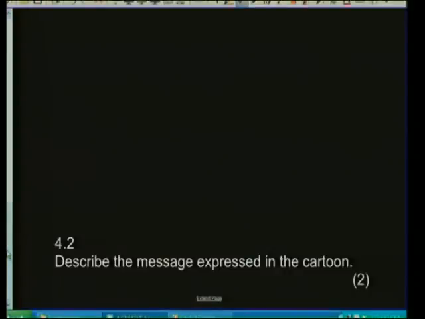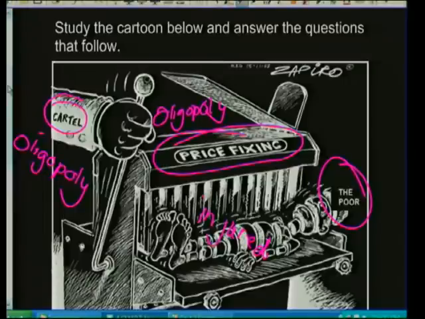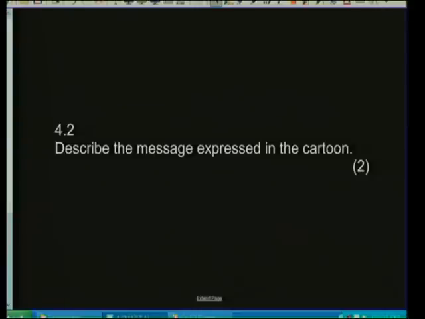4.2. Describe the message expressed in the cartoon. Now we looked at the cartoon, and I actually want to go back to the cartoon. And we saw that when the cartels, or a group of producers that work together to fix prices, do that, and especially because we see that this is the bread machine, the machine that cuts the bread, the damage is done to the poor when they do price fixing, because usually when they fix the prices will be higher than the normal market price, where the prices are determined by demand and supply. So the answer to 4.2 would be that it is damaging to the poor.